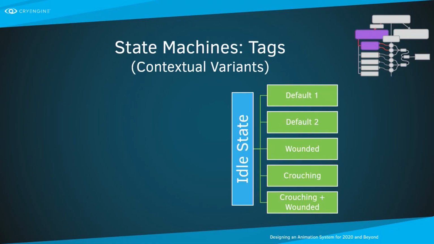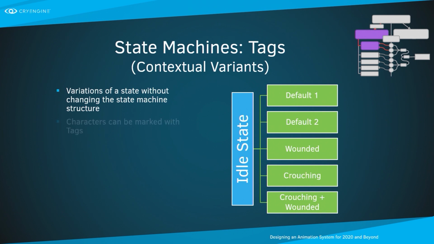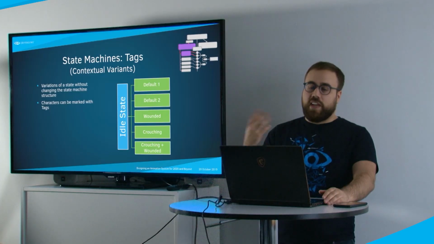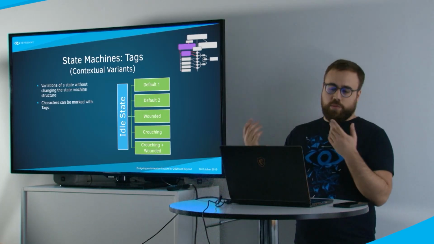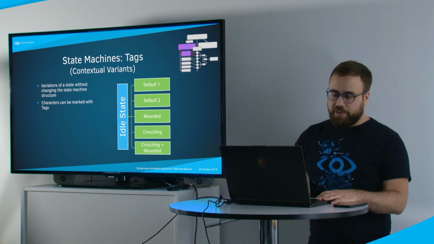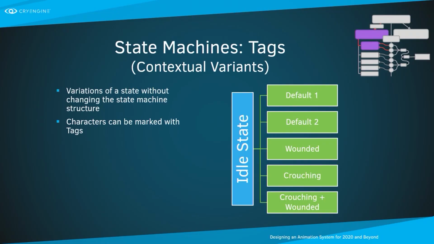So the first feature is tags. Tags are simply variations of a state that you can add without changing the overall state machine structure. So you mark your character with tags. And tags are just strings. Obviously, internally, we'll process them as CRCs for performance reasons, but overall, they're just strings. And a character can have any set of them.